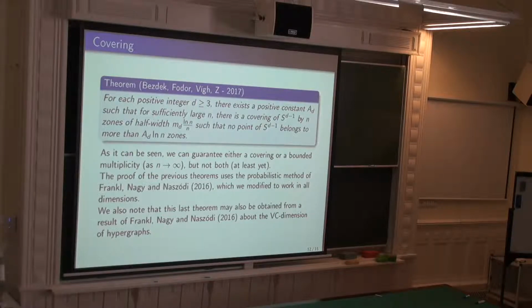As can be seen, we can guarantee either a covering or an arrangement of bounded multiplicity, but not both together. The proof of the previous theorems uses the probabilistic method of Frankl, Nagy, and Naszódi, which we modify to work in all dimensions, and we also know that this may also be obtained from the results of another approach.